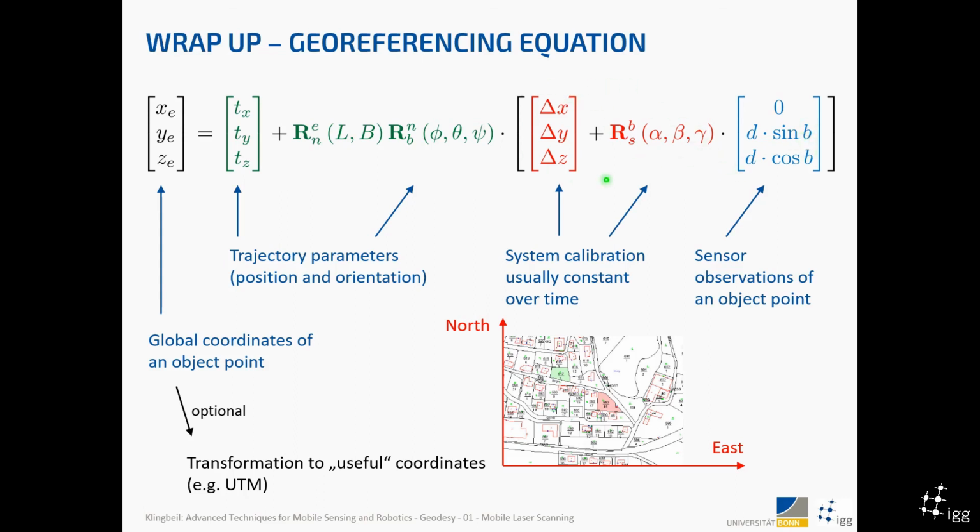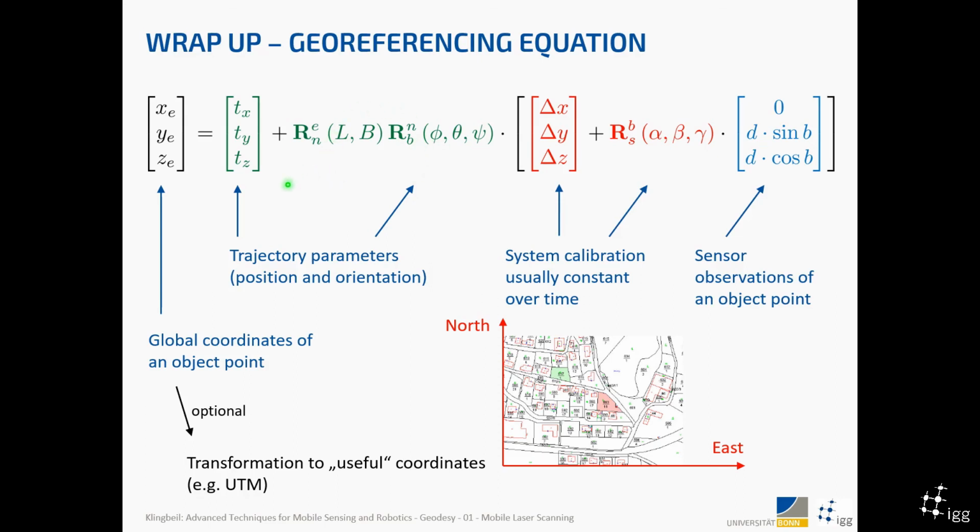Then we have here a transformation which consists of 3 angles, which are called the boresight angles, and a translation, which is called the lever arm, which relates the sensor observation to the body frame, to the vehicle frame, and this is called system calibration. By the way, the system calibration is usually constant over time, so we don't need to calculate those values again and again. We can consider them as constant as soon as we calibrated the system. But we will talk about that in another lecture a bit more.